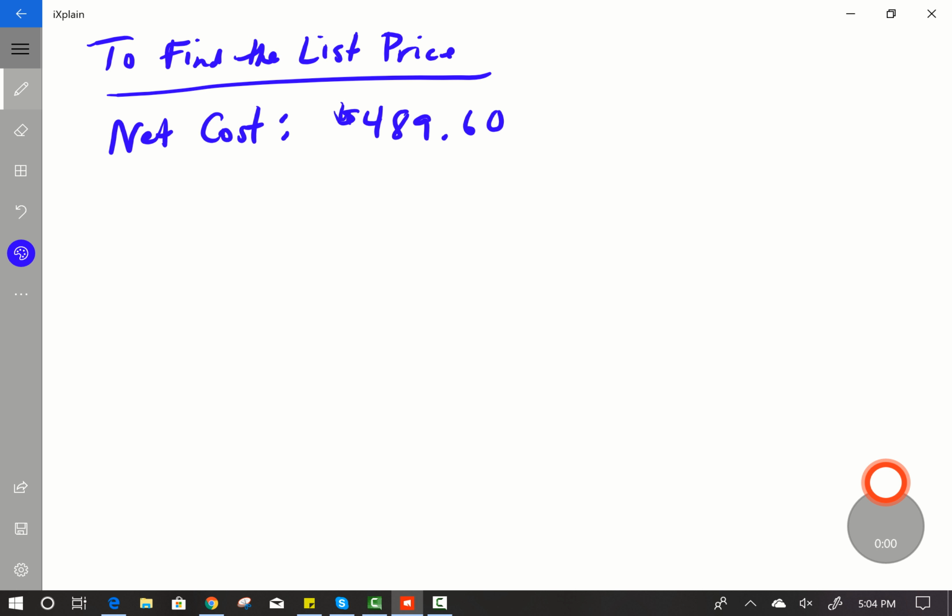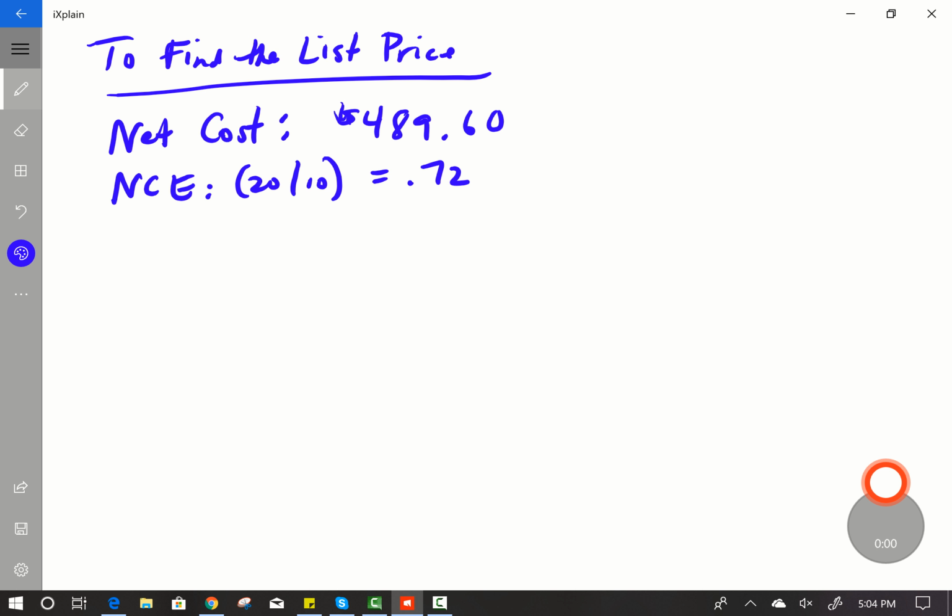And we know that the net cost equivalent for 20% and 10%, based on the previous problem, would be 0.8 times 0.9. That would equal 0.72 for the net cost equivalent.